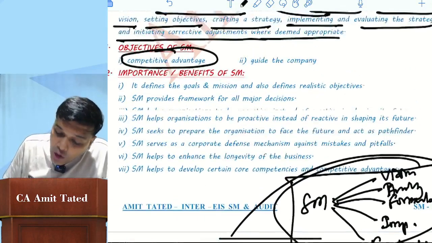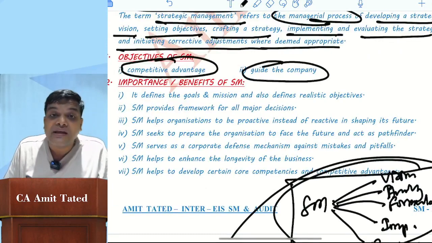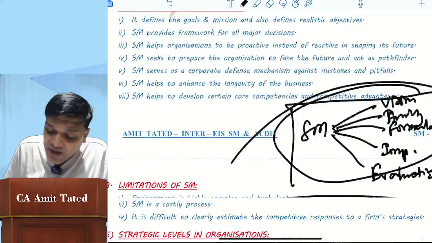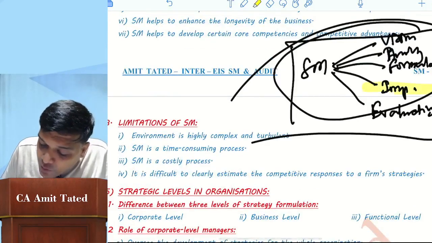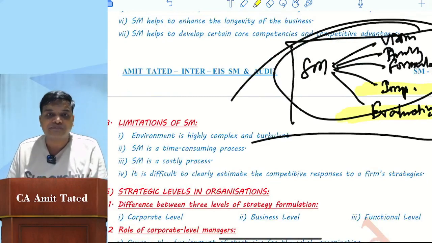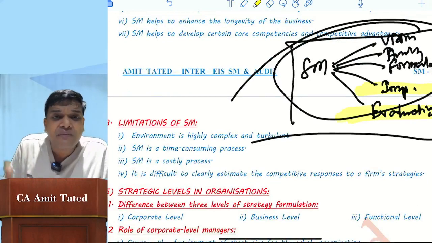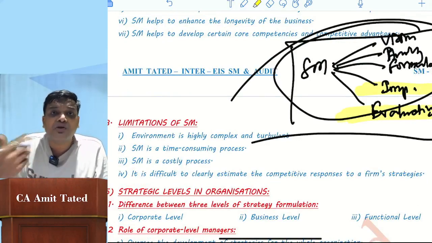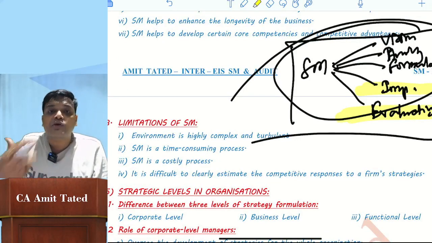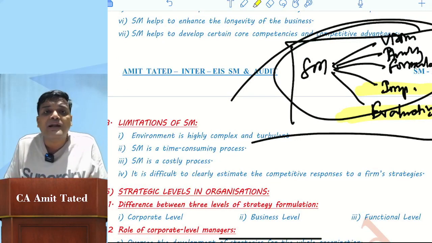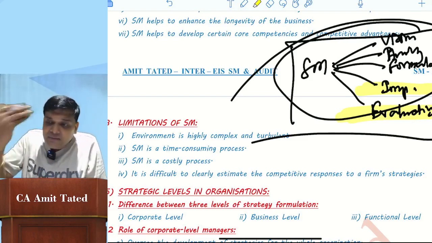And second point, you are already aware that it can guide the company. How will it guide the company? Because it will focus on implementation and evaluation. Evaluating which environment? External environment. And based on the external environment, you will have a reactive strategy. Based on that, you will change your objectives, and ultimately you will achieve your goals. This is something you need to understand.